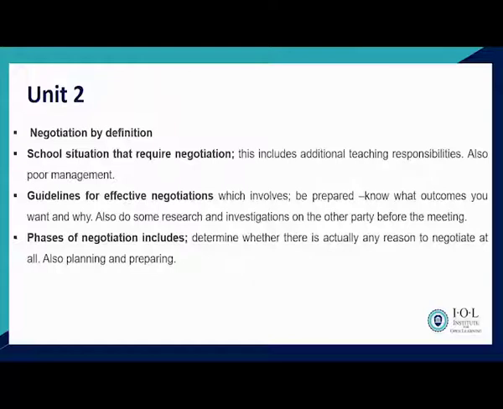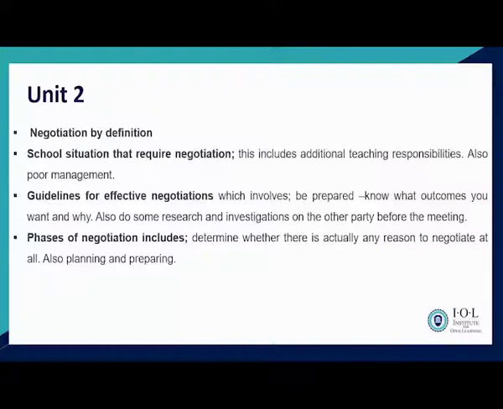Also, poor management. If the management is just making its own decisions without consulting the subordinates, then you need to sit at the table and come to a conclusive outcome to say, okay, this we must agree, this we must not agree. So you come to the table. Those are issues, and there are more. Guidelines for effective negotiation.